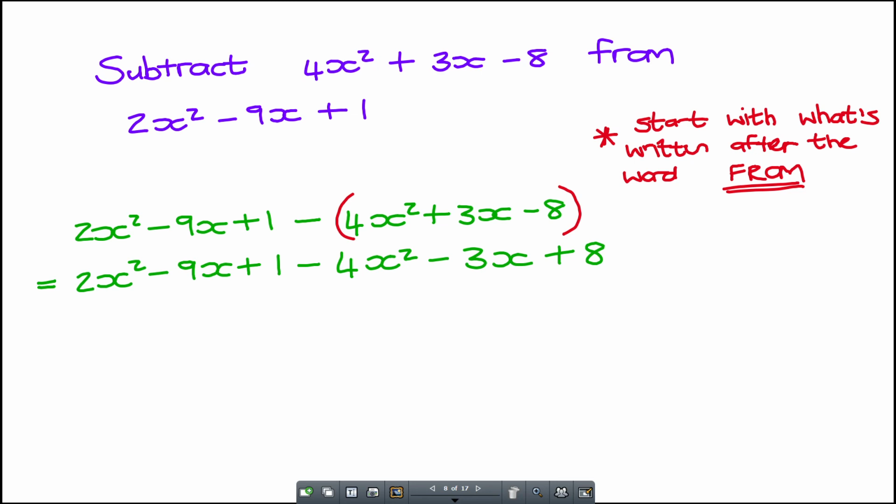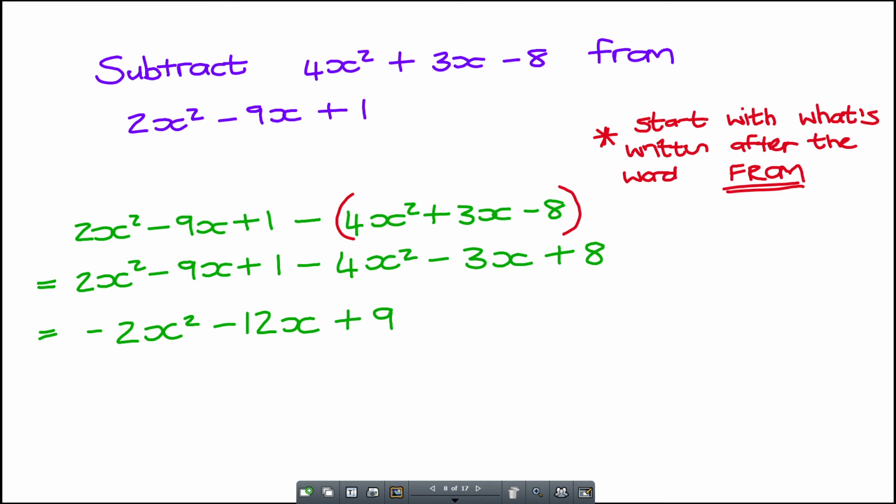Okay, now we've got to look for like terms. 2x squared minus 4x squared will give me minus 2x squared. And then minus 9x minus 3x will give me minus 12x. And 1 plus 8 gives me 9. Okay. Are you guys good?